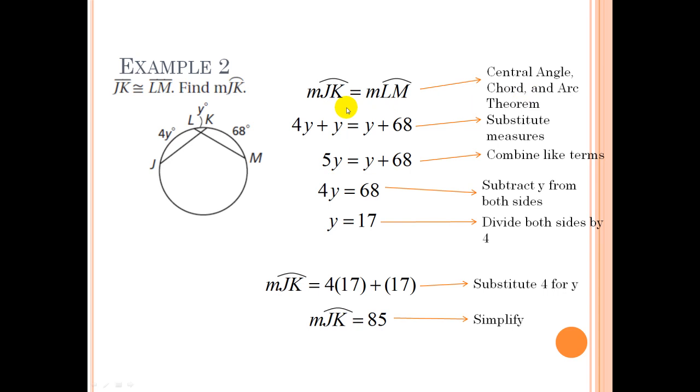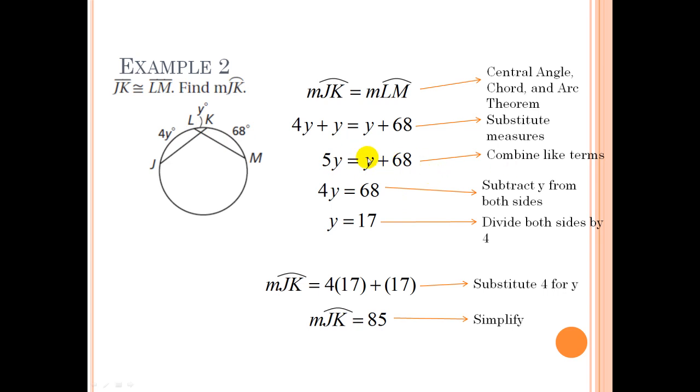And then I'm going to plug in my measures. It's a little tricky here because if you look at JK, it's got L kind of stuck in the middle of it. So what I'm going to do is use the arc addition postulate. I'm going to say that 4y plus y, or 5y, is going to be JK. So I got a 5y there, and then on the other side I got the y plus the 68. So I end up with 5y equals y plus 68.